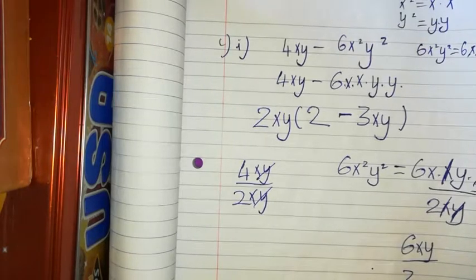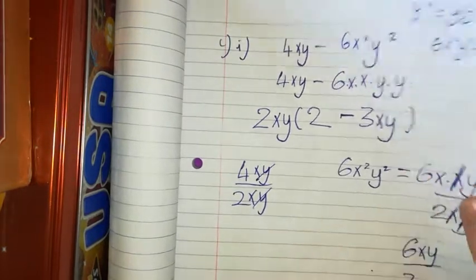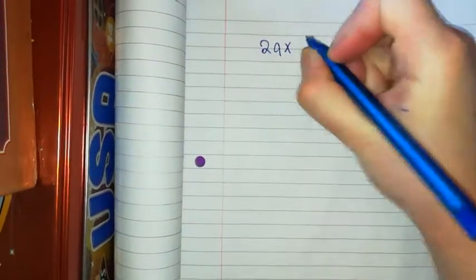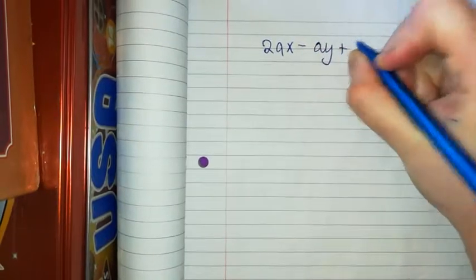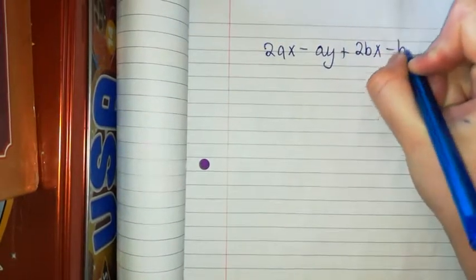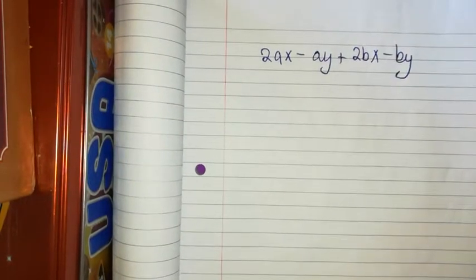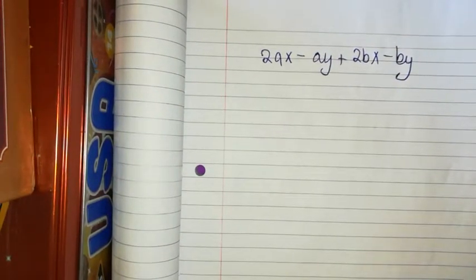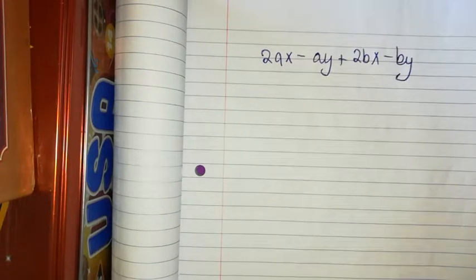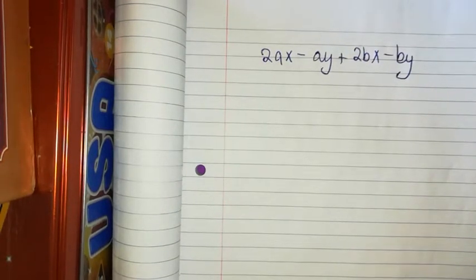And then the next one, we're asked to factorize 2ax minus ay plus 2bx minus by. So the 4 different types of factorizing are highest common factor, grouping, difference of two squares, and quadratics. Grouping is usually with 4 terms, and I think this is going to be grouping.